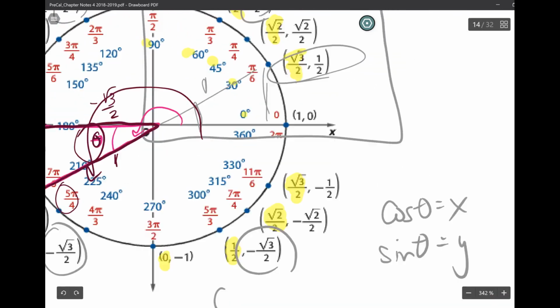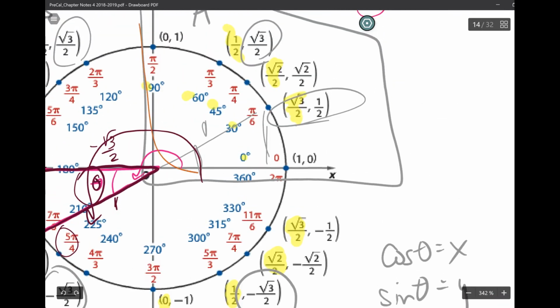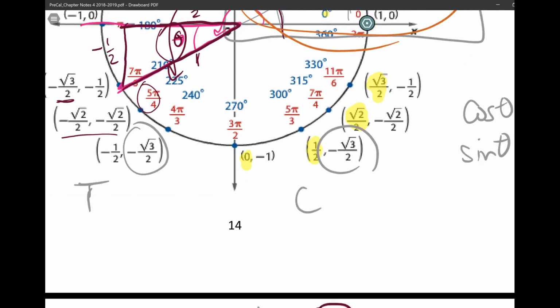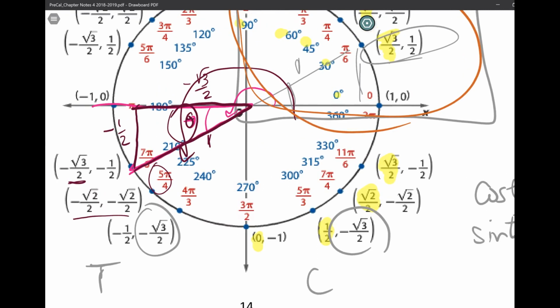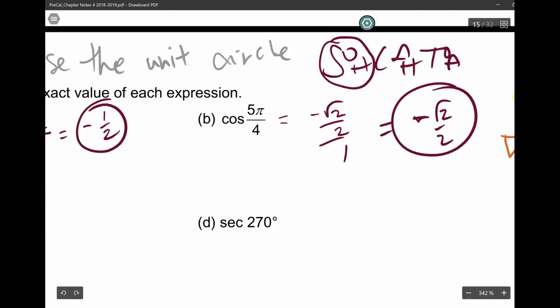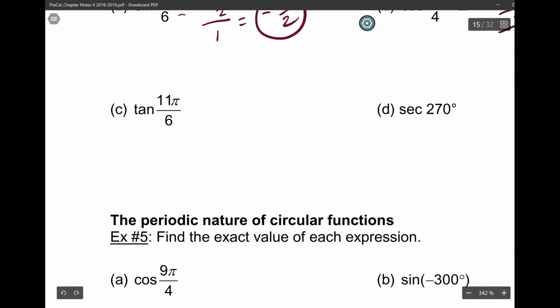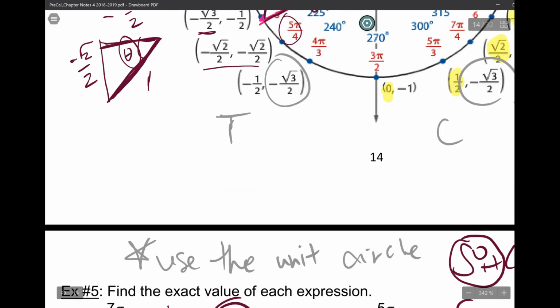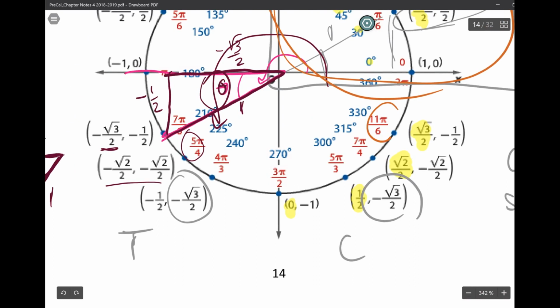So if you know these functions and their values, you can solve for any of the other functions. You just need to know whether it's going to be a positive or negative x or y value, depending on which quadrant you are in. All right, tangent of 11 pi over 6. Let's go ahead and find that one. 11 pi over 6 is right here.